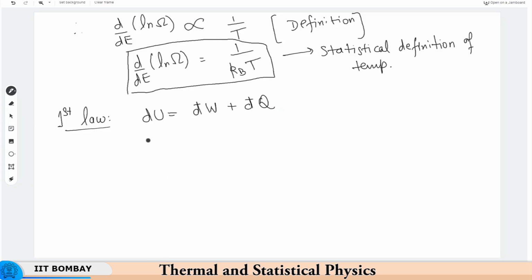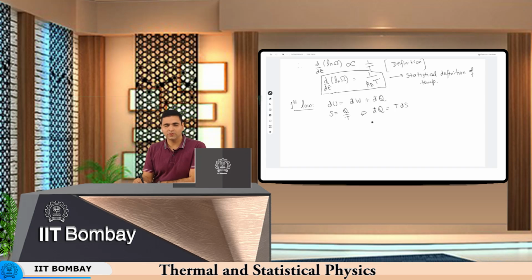And also, since we defined entropy as the ratio of heat and temperature, right, we can write dq as T times dS. So this is the definition of heat in terms of entropy, and we already know that the work done is equal to negative P dV. Okay. So therefore we can rewrite the first law in this way: dU equals TdS minus P dV. And this is basically another statement of the first law expressed in terms of entropy.